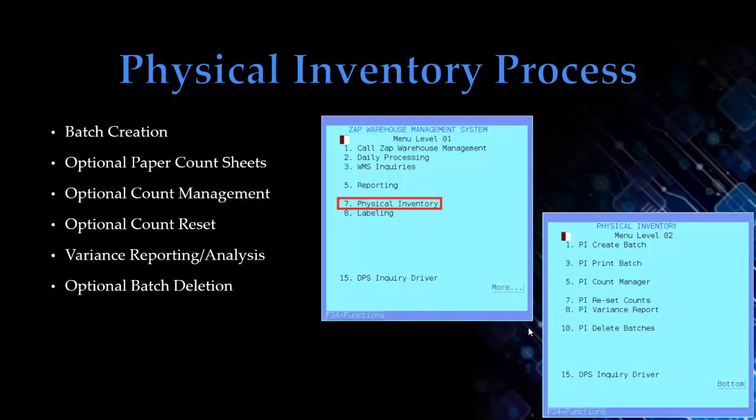Now, the physical inventory process operates through a series of programs that consist of batch creation, optional paper count sheets, optional count management, optional count reset, some variance reporting and analysis, and finally some batch deletion. To get to these menu options, we're going to choose the Zap Warehouse Management System and then choose Physical Inventory. You can see on the bottom right-hand portion of my screen, those menu options are then listed, and we're going to go into each of those processes in greater depth here very shortly.